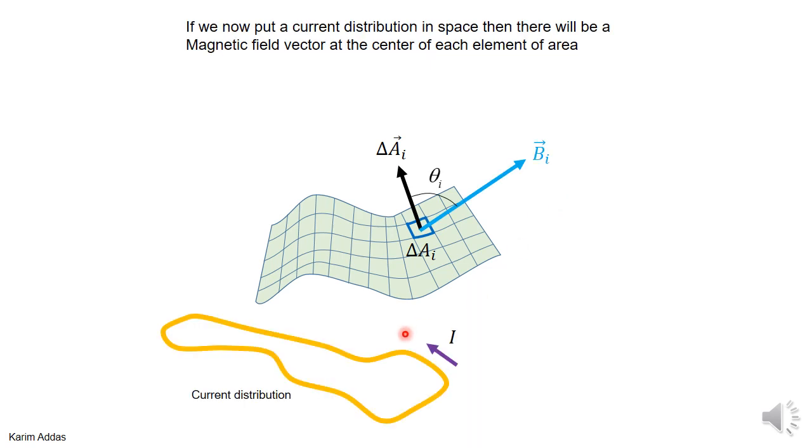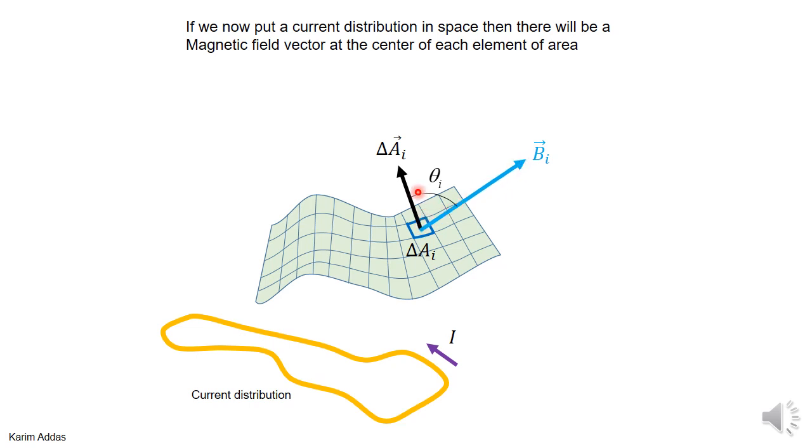Now, what if you put in a current distribution? For instance, a wire that has some current in it, making a closed loop like this. Of course, this wire, because it has a current in it, will make a magnetic field in the region of space. And so if you go now to every square, you have two vectors defined at every square. You have the area vector, but you also have the magnetic field vector at that location.